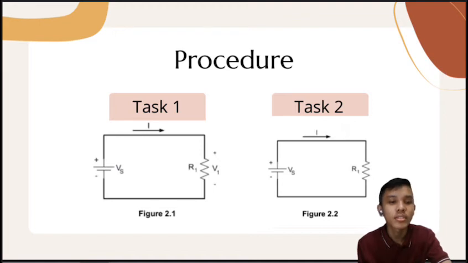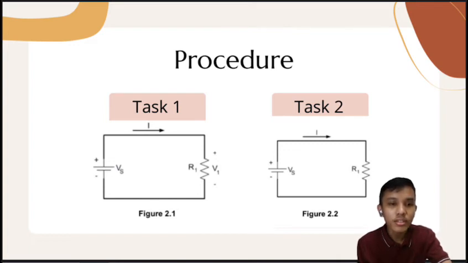Fourth step is repeat steps 2 to 4. Steps 2 until 4 should be repeated for a different value of voltage supply as shown in table 2.2. Step 5 is fill in the blanks in table 2.2 with all of the voltage supply values you have been given.